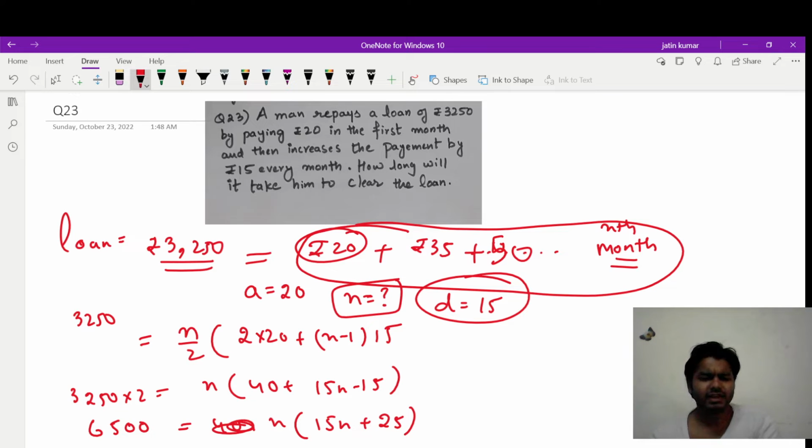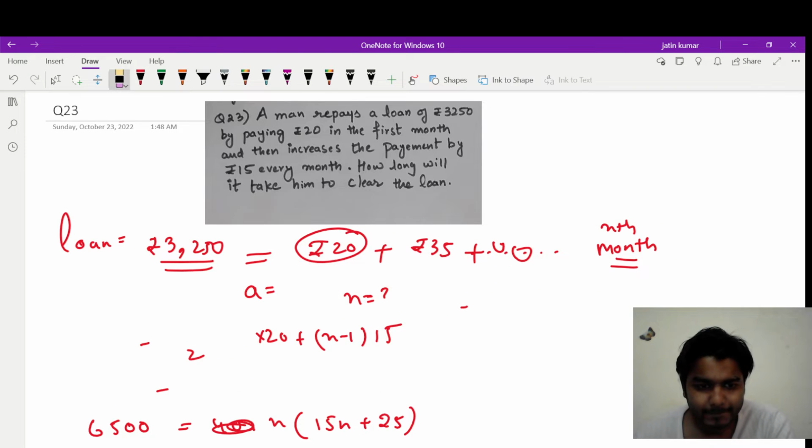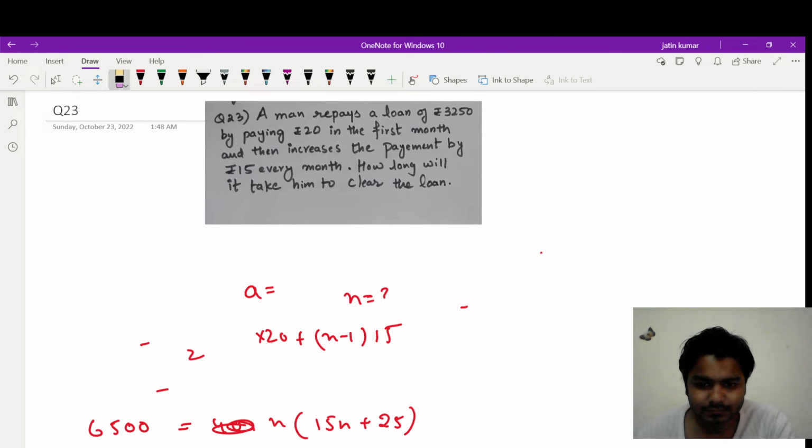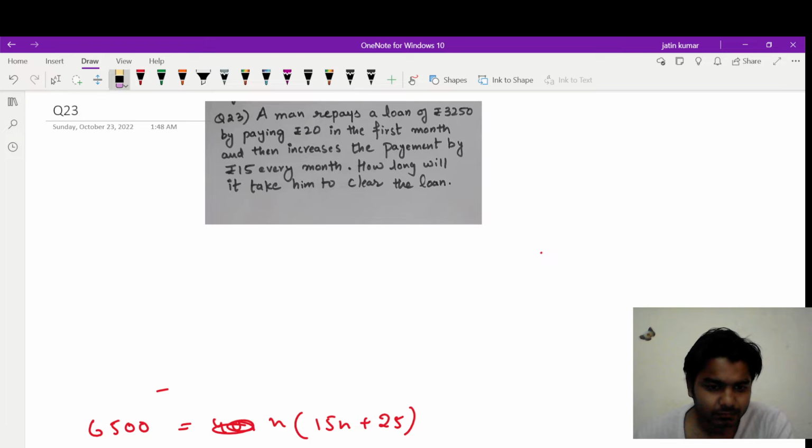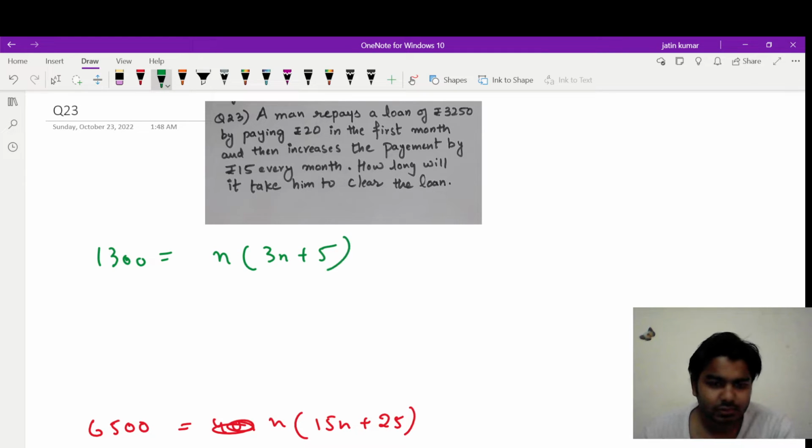So can we take 5 common? Yes, we can take. This is a simple question, but this could come in your exam. So we are left with 6500. If I take 5 common, we divide by 5, 1300 is equal to n(3n+5), right? So it will be 1300 is equal to 3n square plus 5n. So 3n square plus 5n minus 1300.